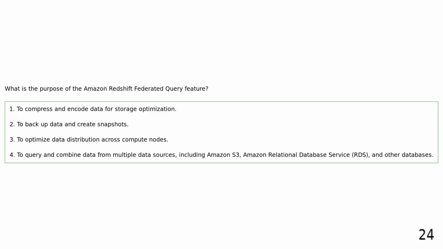What is the purpose of the Amazon RedShift federated query feature? To compress and encode data for storage optimization. To back up data and create snapshots. To optimize data distribution across compute nodes. To query and combine data from multiple data sources, including Amazon S3, Amazon Relational Database Service, and other databases. The Amazon RedShift federated query feature allows you to query and combine data from multiple data sources, including Amazon S3, Amazon Relational Database Service, and other databases, without moving the data into Amazon RedShift first.